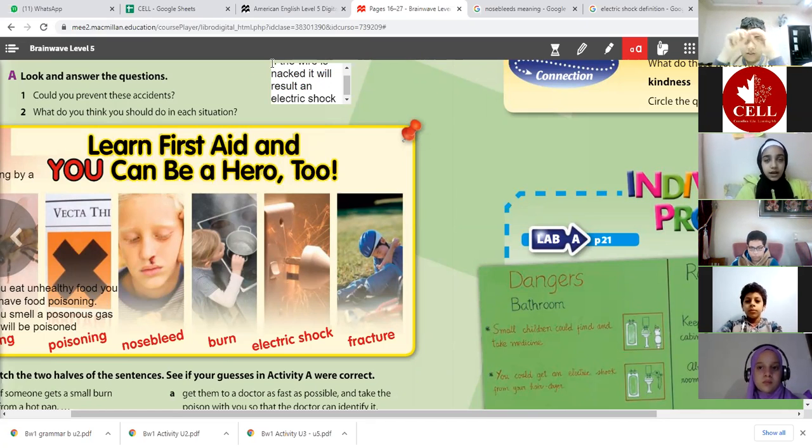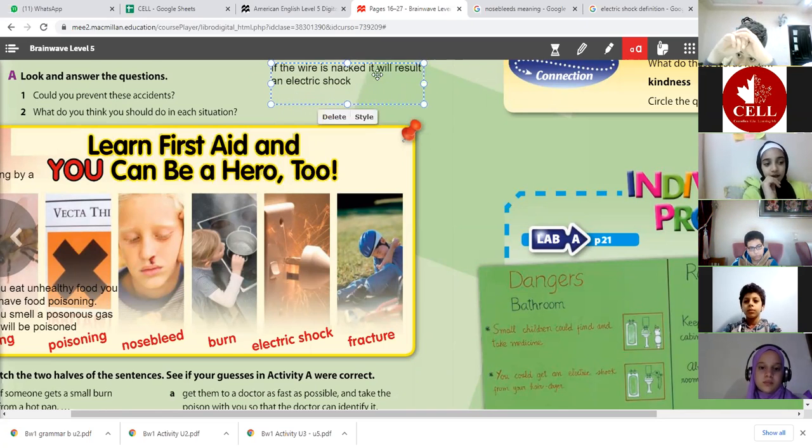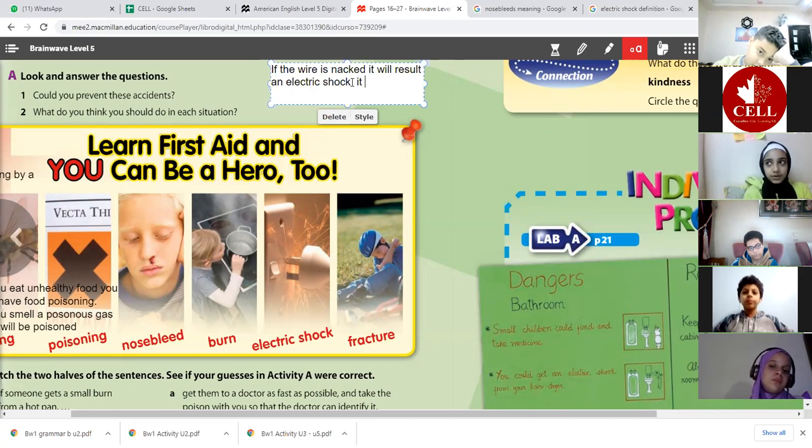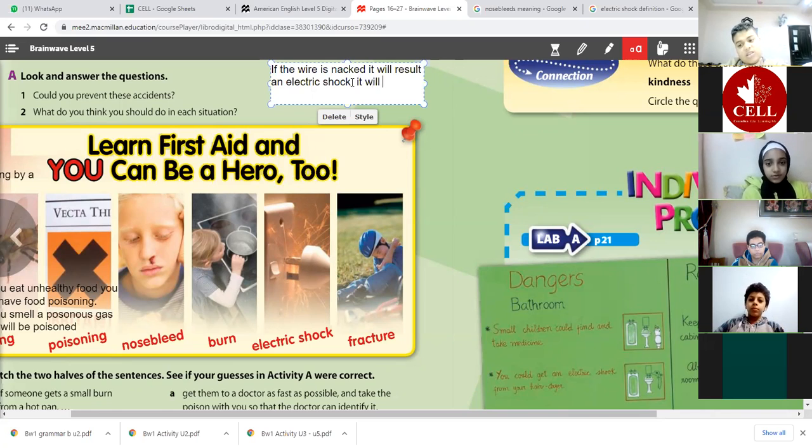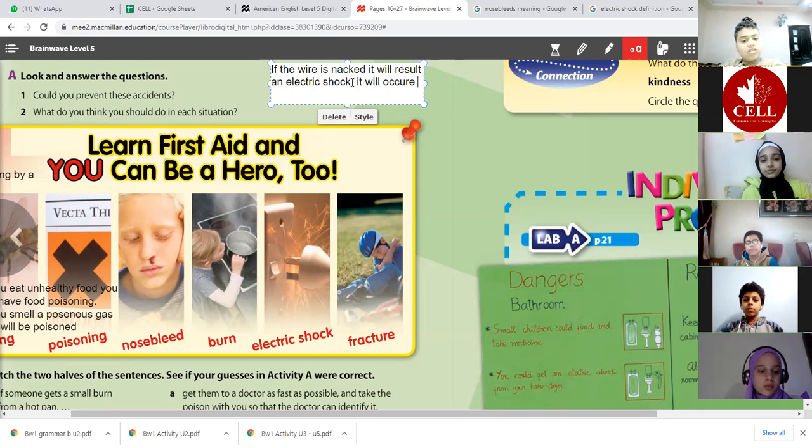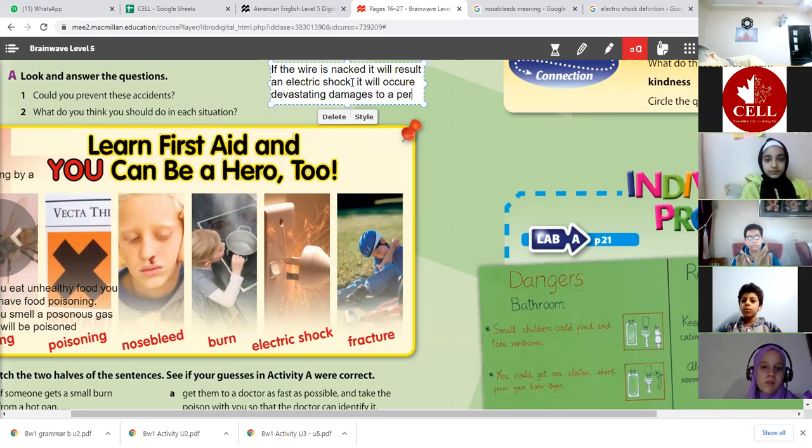What will happen then? And make a fire. And it can have devastating damage. You will die. It will be dangerous. It will occur, right? It will occur devastating damages, right? Yes. To a person or thing.